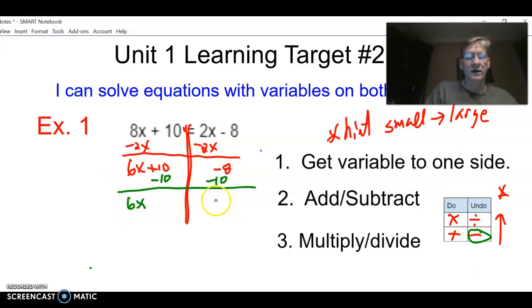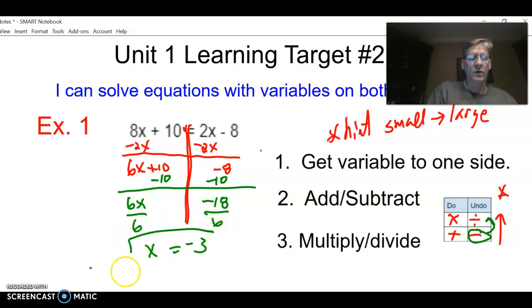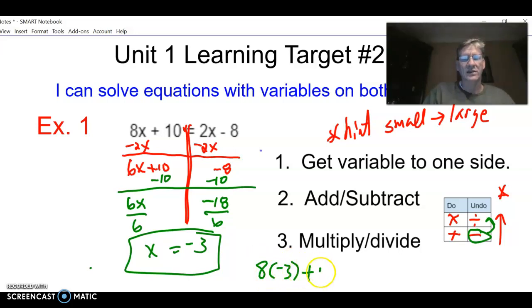Still have my 6x here. Negative 18 over here. And now I go to my divide because I have to do the opposite here. This equals negative 3. Voila. Onto the answer. And remember, you can always check your answer, especially if you are not sure. And this one does turn out to be negative 14. So we're good. So there you go. There's 1 down. I'm doing 2. So there's 1 of 2.